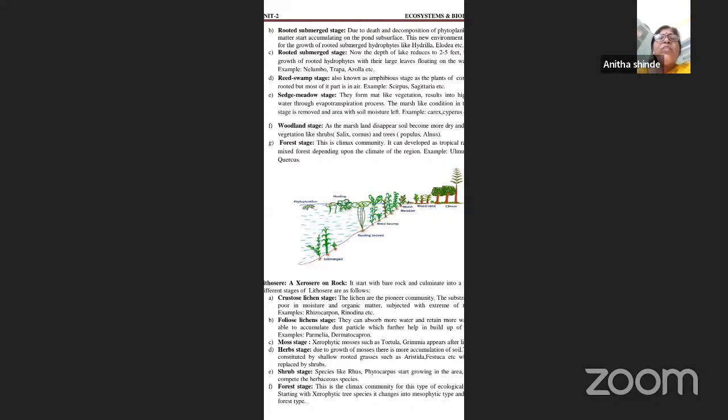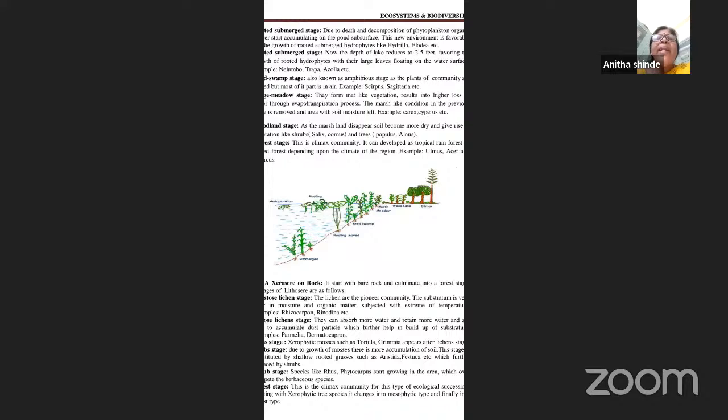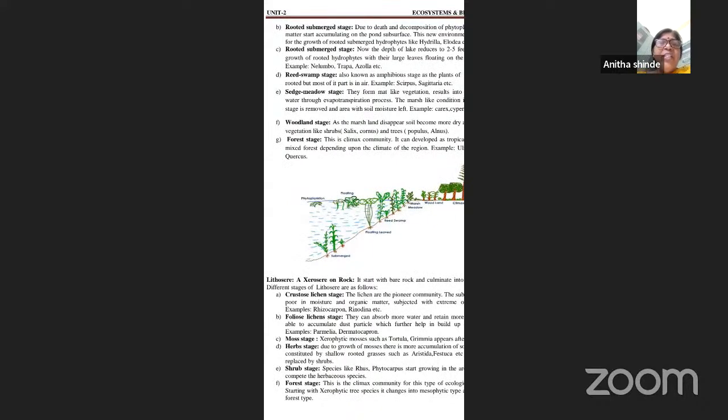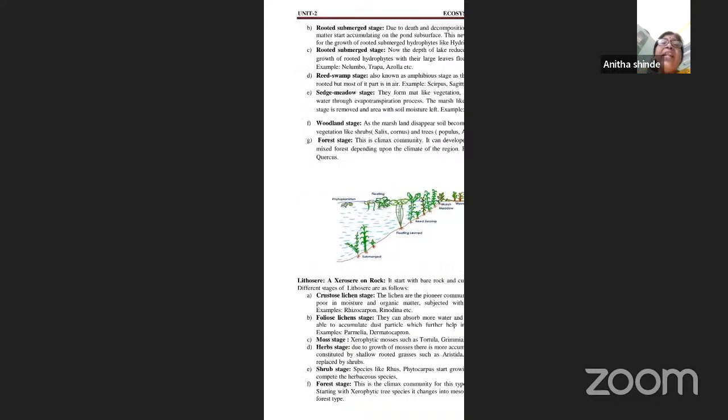Then you have the sedge meadow stage. Here you have Cyperus and Carex plants, and they form mat-like vegetation and try to cover the whole area. That is why it is called the sedge meadow stage. Then you have a woodland stage, which involves the trees as well as small shrubs. And lastly, you have the forest. This is the climax community, and it can develop as tropical rainforest or as mixed forest, depending upon the climate of that particular region. So this is related with the hydrarch or the hydrosere.